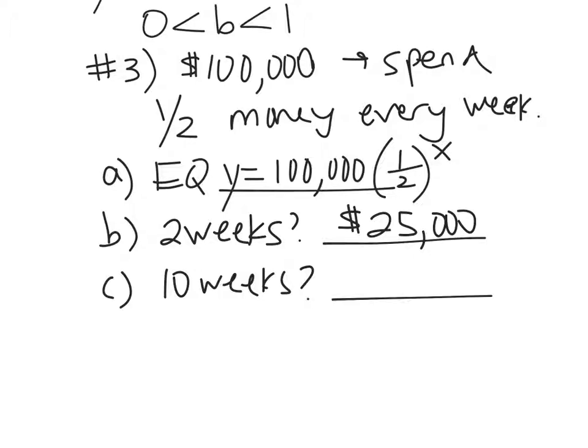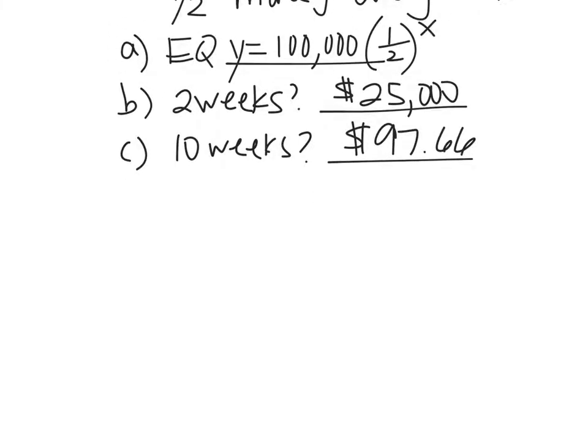So let's plug it into our calculator. We're going to go 100,000 times 0.5 to the 10th power. Let's see how much money you have. You have $97.66 left. Crazy how quickly that goes, huh? But you had the best 10 weeks of your life, so it was worth it. That's all you got left. You should really invest it, though, and do an exponential growth and grow that money.